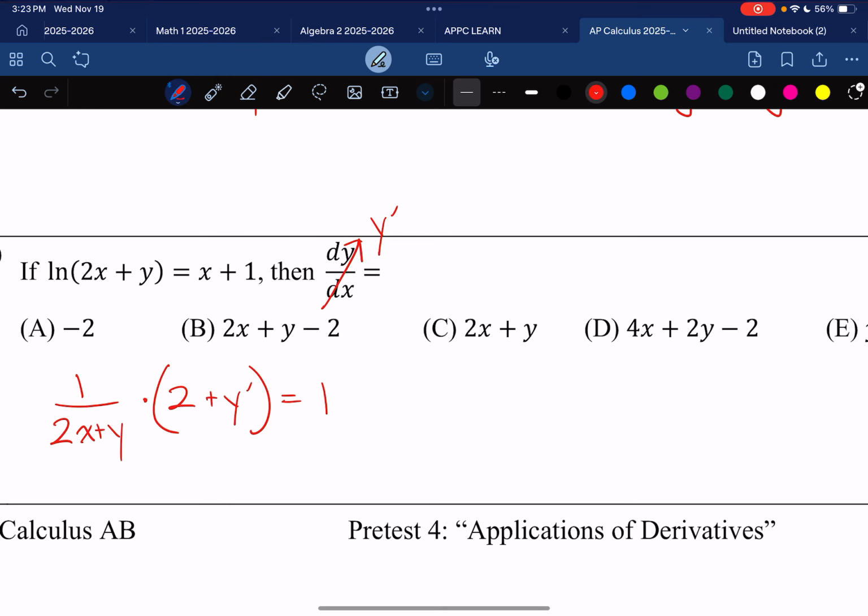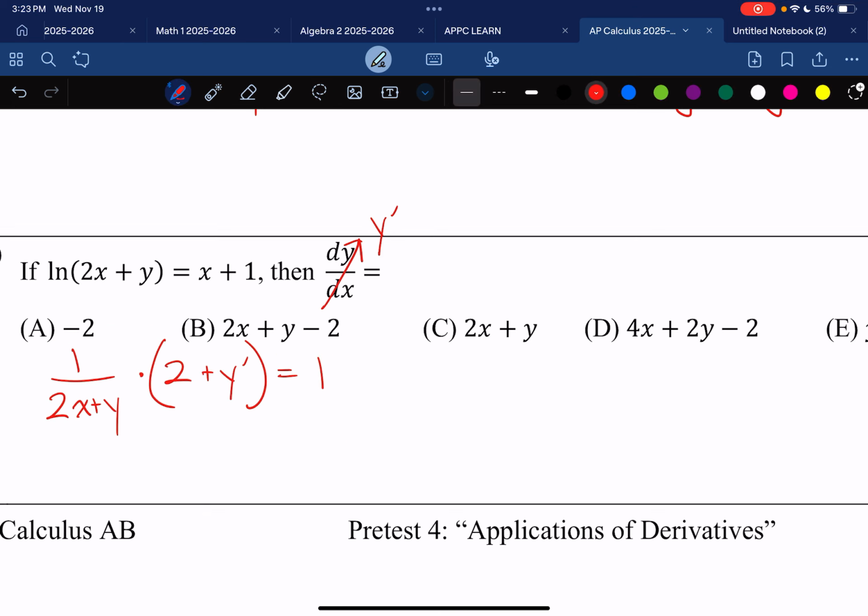Now I can just simplify. I'm going to do this simplification in a few steps. Let's move you up. The first thing I see is that this is really all over 1. Whenever you multiply fractions, you multiply numerators and multiply denominators. Let's see what we really have. We have 2 plus y prime all over 2x plus y is equal to 1.